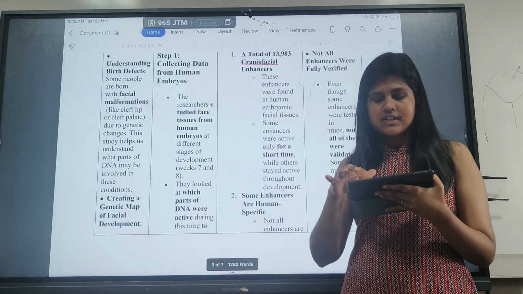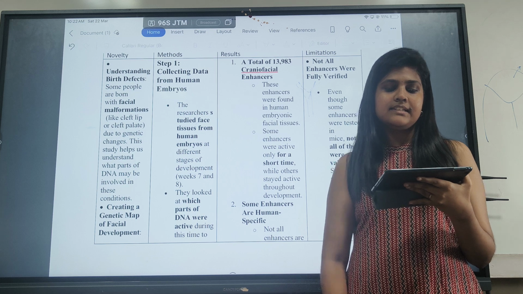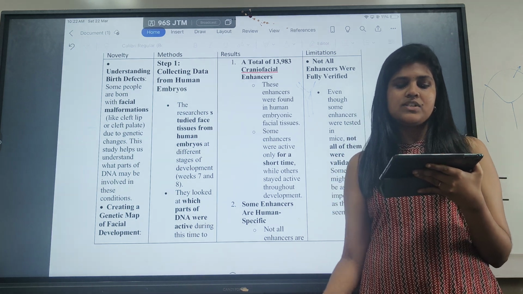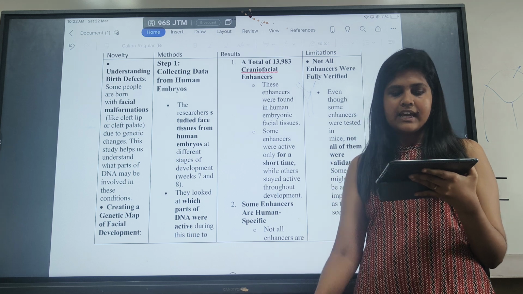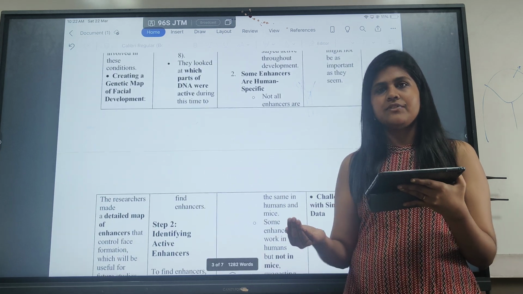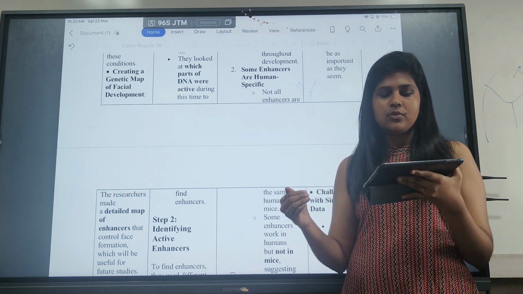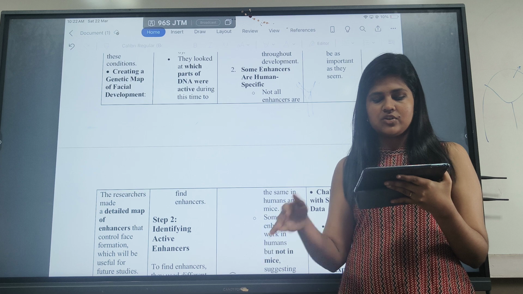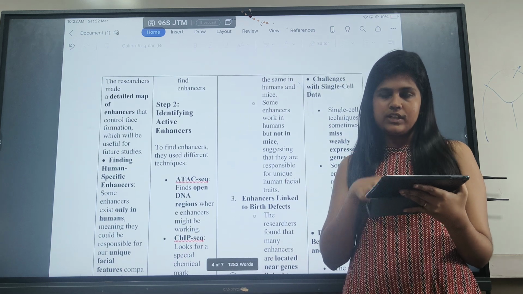So moving on to the results, a total of 13,983 craniofacial enhancers were found in human embryonic facial tissues. Some enhancers were active for a short time while others stayed active throughout development. Some enhancers are human specific, that is, not all enhancers found in humans were found in other species also. So some enhancers were unique to only us.